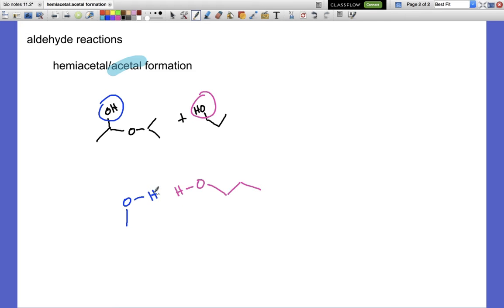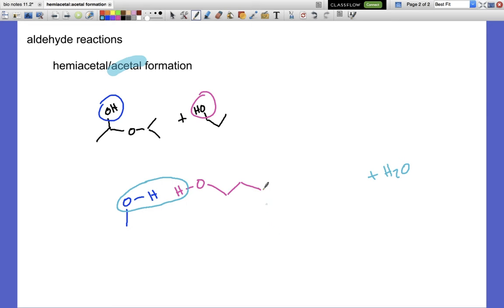And it doesn't really matter which side you think of it coming from, but essentially, to make my acetal, I'm going to take one complete hydroxyl group and a hydrogen, and I'm going to turn those into a stable byproduct that you guys should be familiar with. 2 hydrogens and an oxygen, that's a water, right?